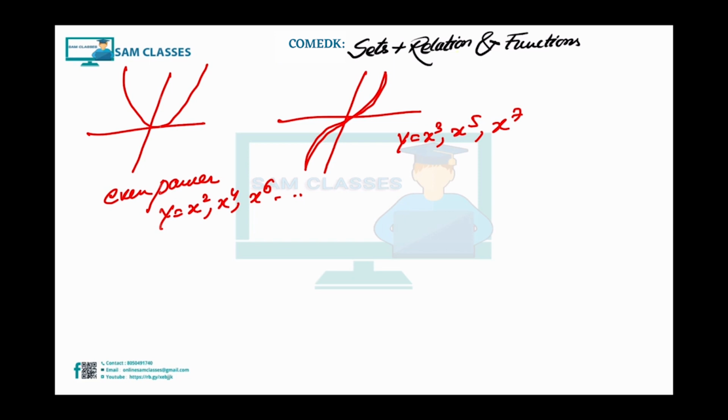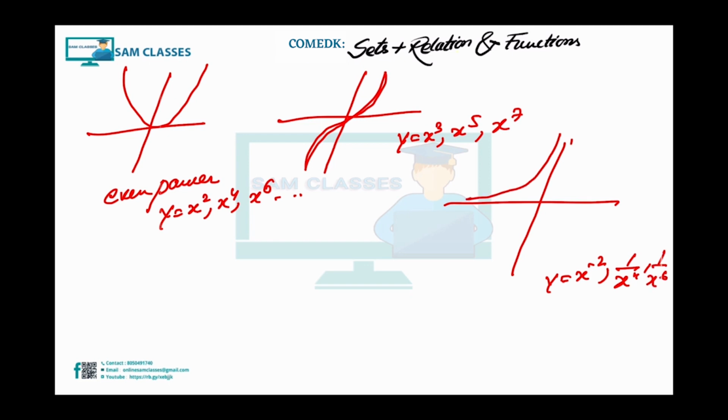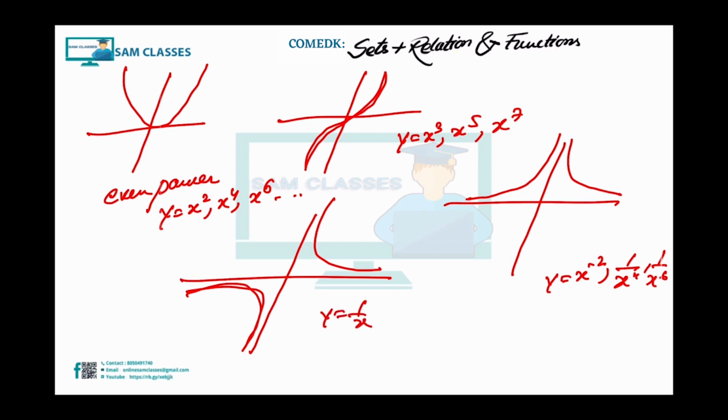Now, what about inverse? Let's say we have negative powers, like y is equal to x power minus 2, meaning 1 by x square, the reciprocal of even powers, 1 by x square, 1 by x power 4, 1 by x power 6. In this case, it will be like this graph. Now it is very simple. You can put in the values and plot it. Now what about odd powers? It will have one branch in the positive quadrant and one in the negative quadrant. So for negative odd powers like y is equal to 1 by x, the reciprocal function, 1 by x cube, 1 by x power 5.